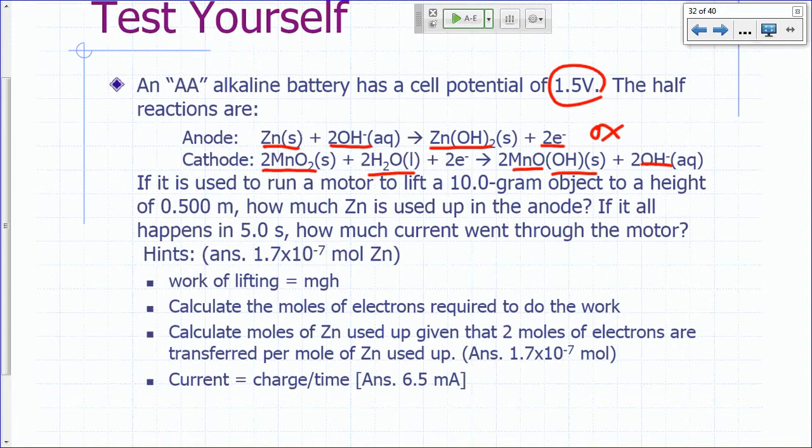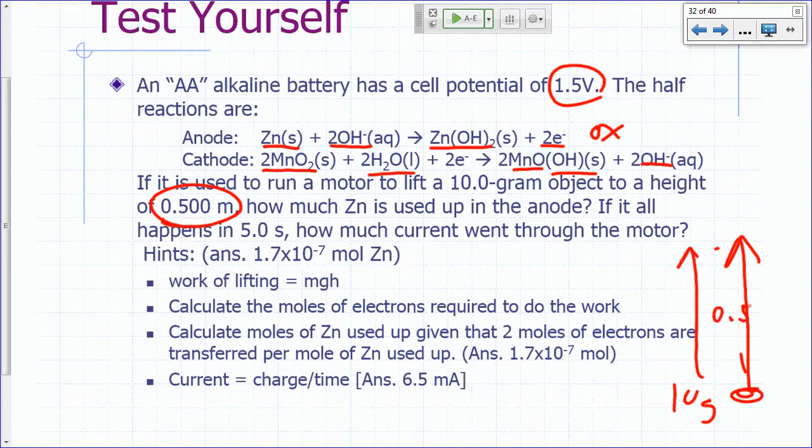Now, let's say you're going to use that alkaline battery to lift a 10-gram object. So you let it run a motor, and the motor turns a pulley, and the pulley lifts a 10-gram object to a height of a half meter. So we have a 10-gram object here. You lift it up to a height of a half meter. How much zinc would be used up in the anode? And if all this happens in 5 seconds, let's say it takes 5 seconds to lift up the object, how much current went through the motor?